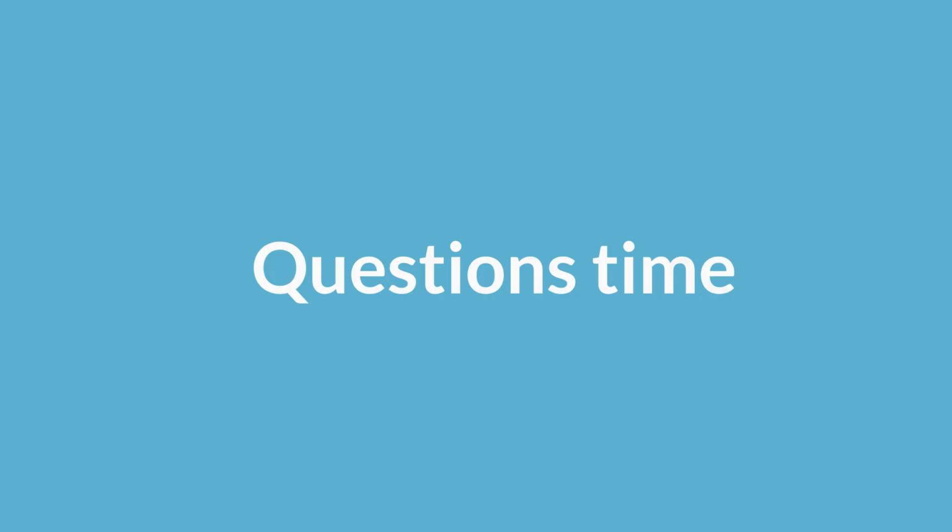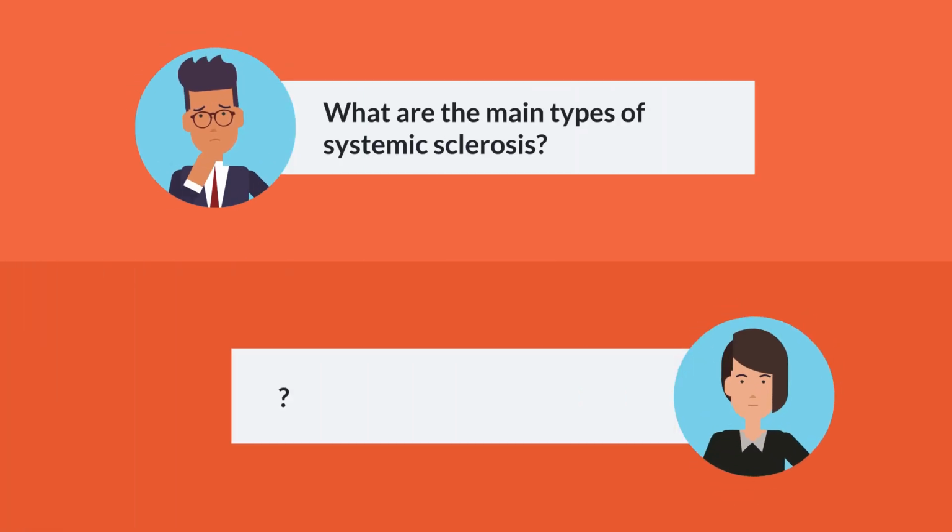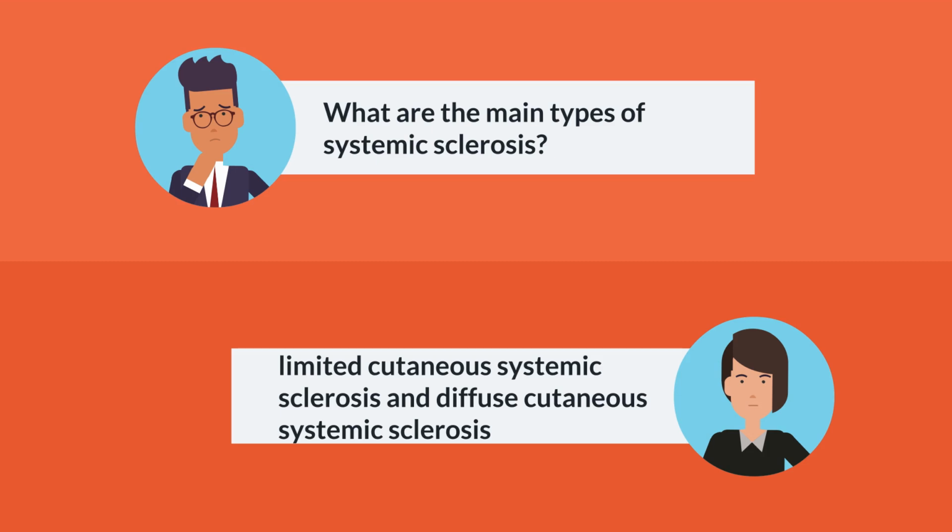Questions time. What are the main types of systemic sclerosis? The main types are limited cutaneous systemic sclerosis, affecting skin distal to the elbows and knees, and diffuse cutaneous systemic sclerosis, which affects the trunk and proximal limbs with early organ involvement.